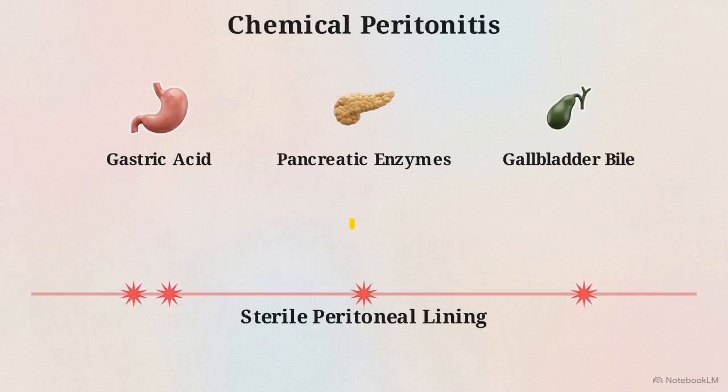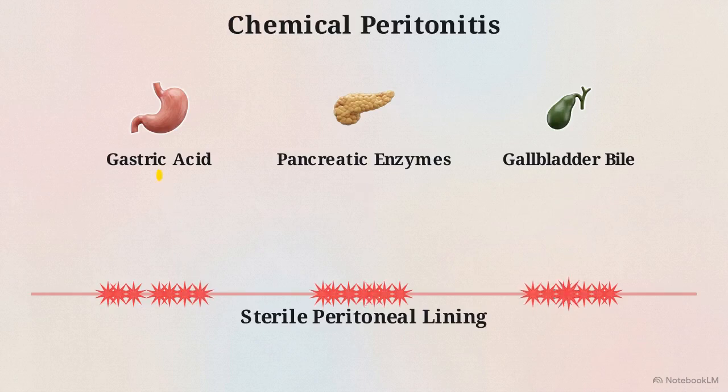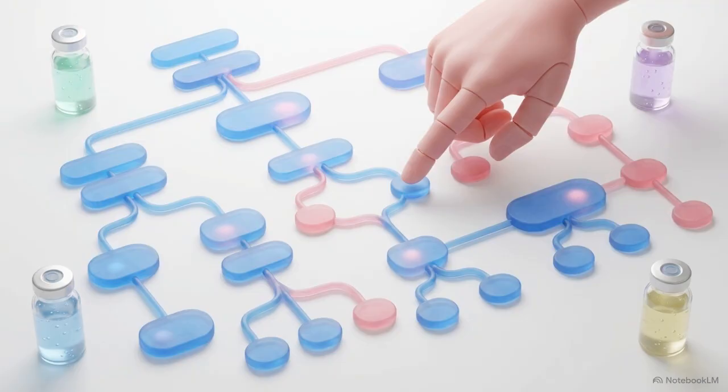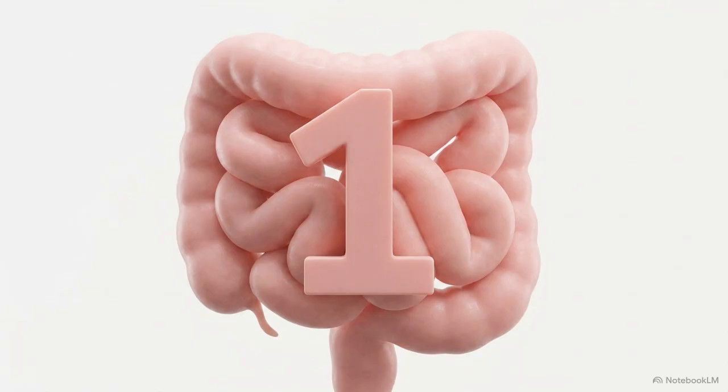Leakage of gastric acid, pancreatic enzymes, or gallbladder bile causes chemical peritonitis. These substances are sterile but highly irritant, triggering severe localized inflammation on contact. Analyzing the physical profile of the exudate acts as a diagnostic map, guiding the clinical team to the compromised organ. Not all peritonitis requires a physical hole. Primary or spontaneous peritonitis occurs while the gastrointestinal tract remains completely intact.